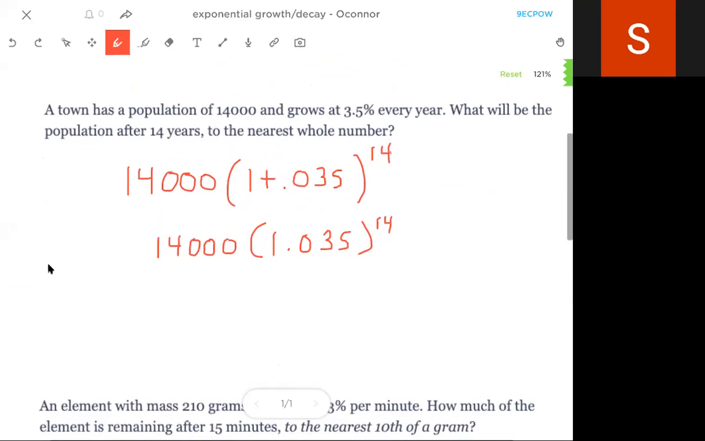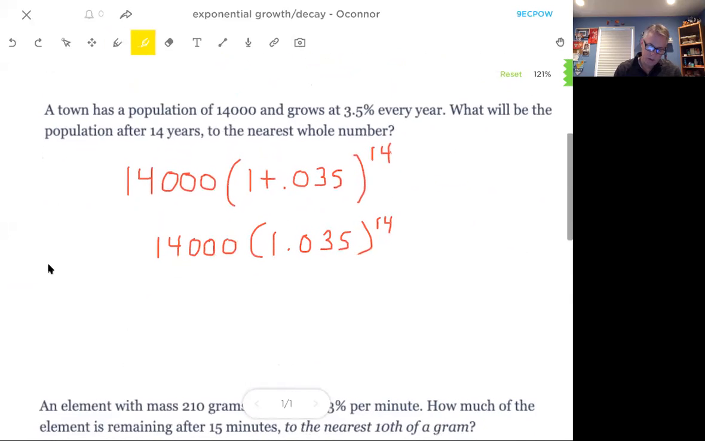So for the next one, our initial amount is 14,000. I should have written y equals. 14,000 is how many people we started with, but now we are growing. So it's 1 plus 0.035, and after 14 years. You could type it in this way, or you could add that together and write it as 1.035. But that would be our formula.